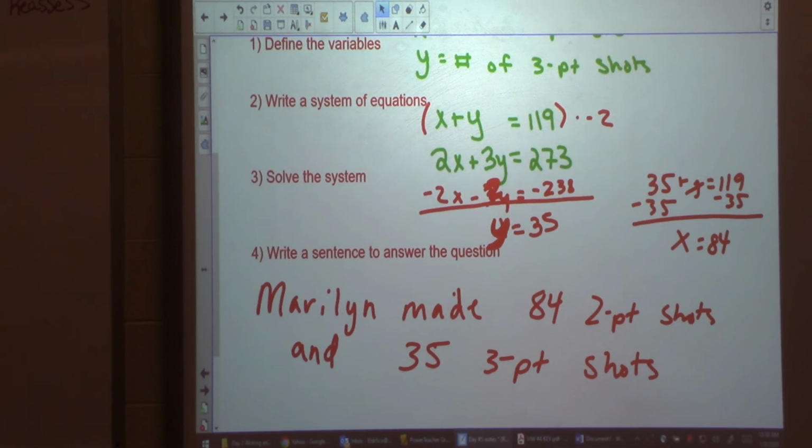Write a sentence. Did that answer your question? Yeah. Okay. Where did you plug in Y now? So, if Y equals 35, plug it into here. X plus 35 equals 119.